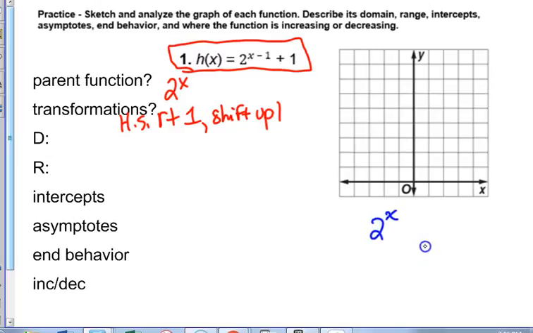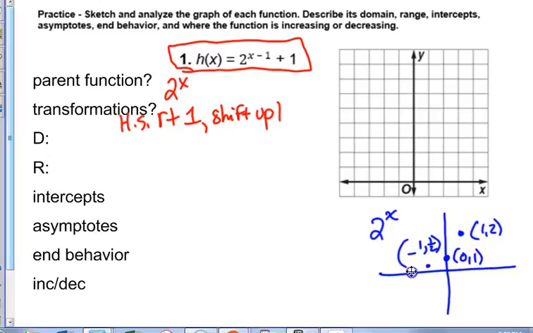Help me find 3 or 4 points on this graph, 2 to the x. If I put in a 0, 2 to the 0 is, so a point is 0, 1. If I put in a 1, 2 to the 1 is, so it goes through 1, 2. What if I put in a negative 1? So I get negative 1, 1/2. Does that seem like we could handle what the idea is looking like for the graph?